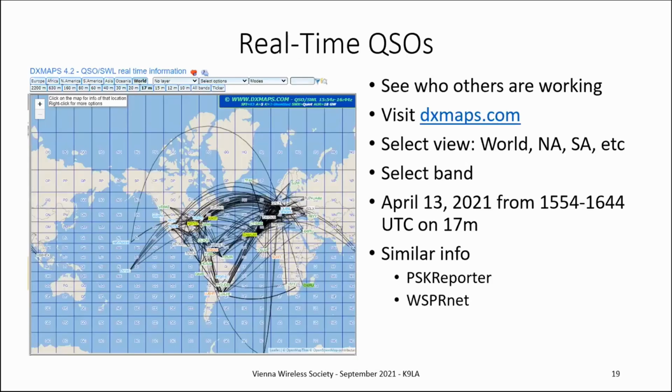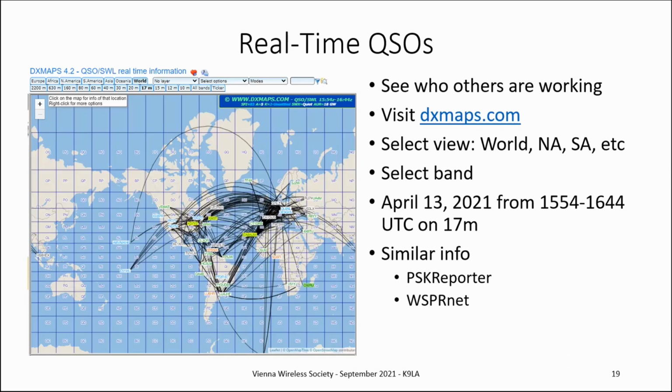Here's a picture from dxmaps.com. I selected a worldwide view. It's on 17 meters. This happened to be from April 13th this year, from 1554 to 1644 UTC. And what you can see is North America was working into the Pacific, into South America, into Europe. Europe was working, of course, into North America, into South America. Looks like going over into Southeast Asia somewhere.